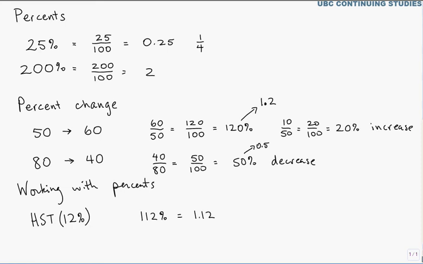So if you're in the restaurant, you can pull out your calculator. If you have a $100 bill and you multiply that by 1.12, you end up with a final bill of $112. The $100 for the food plus $12 for the HST. We're going to revisit this in much more detail when we get into some interest problems.